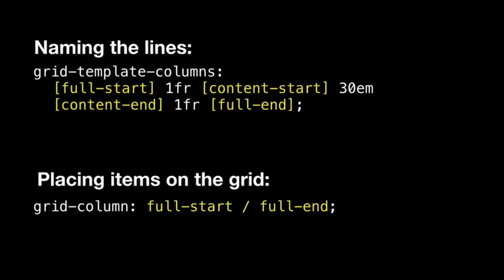So we continue as in our previous example, but now I've added names for the lines in between my track definitions. So I use square brackets in between the tracks to give names for my lines, and they can be anything I want. And you can have multiple names per line for various purposes. So you can think of them like CSS classes, but defined in CSS itself. Then placing items onto the grid works exactly the same as with using line numbers, but you use the names instead. And it's more flexible because if you go and add a line somewhere, you don't have to change the numbers again.